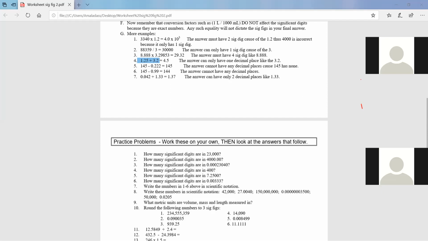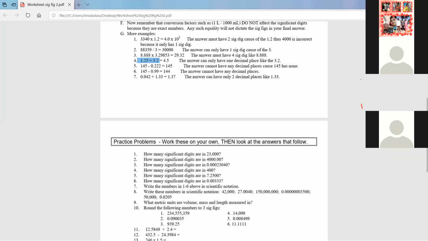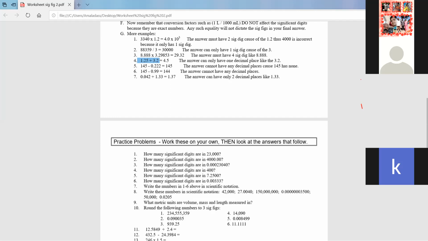Is it possible to round up? 1.37. What is the next number after 7? 2. Only if it is 5 or more can you round up. Otherwise, you should not round up. So the answer should be 1.37. You should not round up the number. Clear or not? Okay?